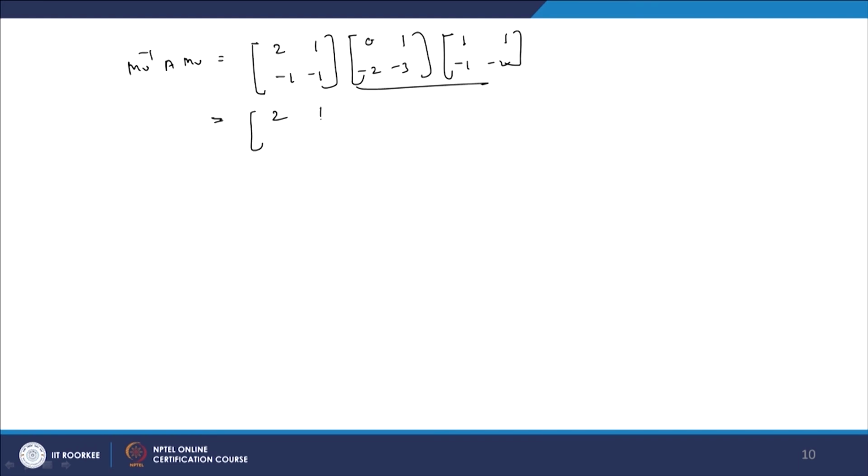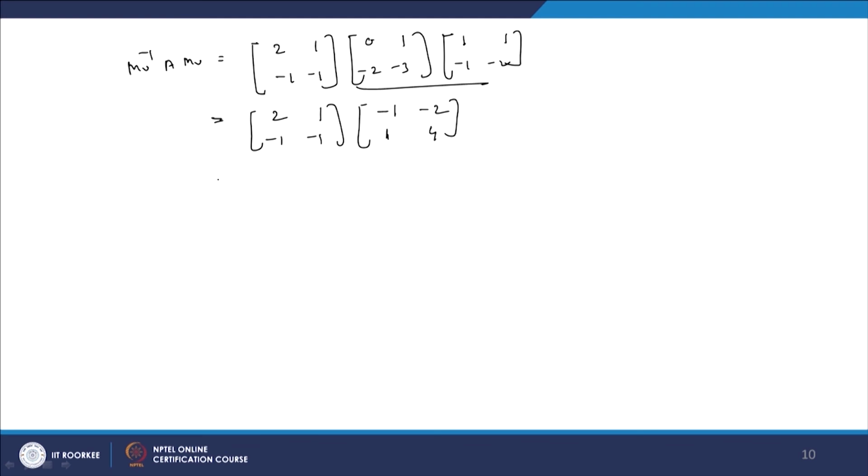So, we can get 2, 1, minus 1, minus 1. Here 0 multiplied by 1, 1 multiplied by minus 1, so we will get minus 1. Then 0 multiplied by 1, 1 multiplied by minus 2, so we will get minus 2. Then here minus 2 multiplied by 1, minus 3 multiplied by minus 1, so we will get 1. And here minus 2 multiplied by 1, minus 2 plus 6, this will give 4. So, we have minus 1, minus 2, 1, 4.